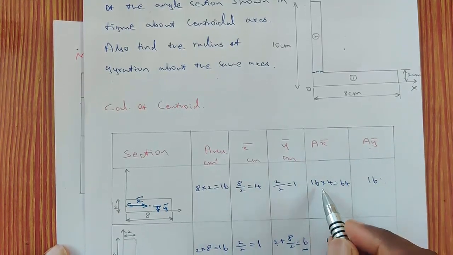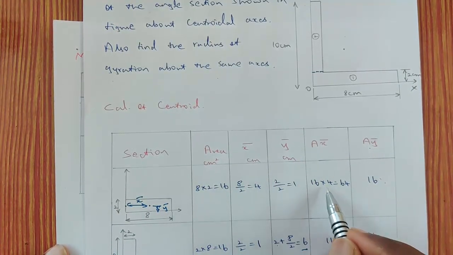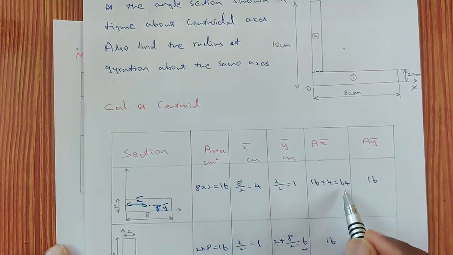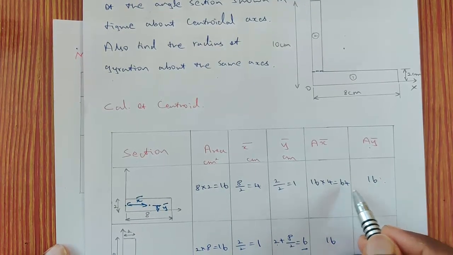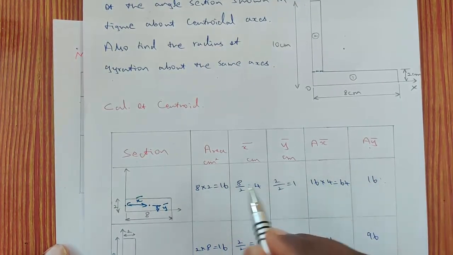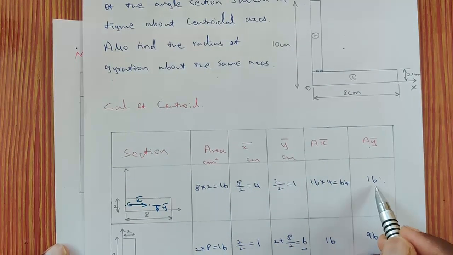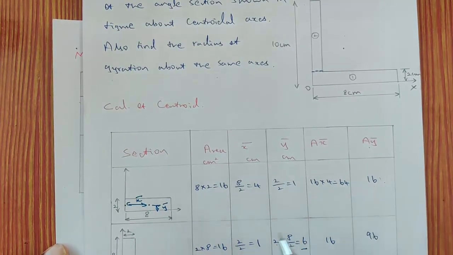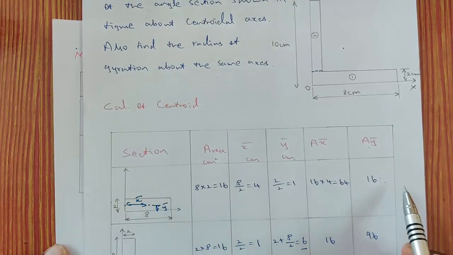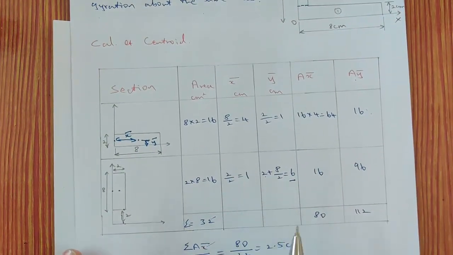Then ax bar is the multiplication of area and x bar. It is 16 into 4 is equal to 64. Similarly, ay bar is the multiplication of area and y bar. It is equal to 16. So similarly, we can calculate all the properties for section 2.